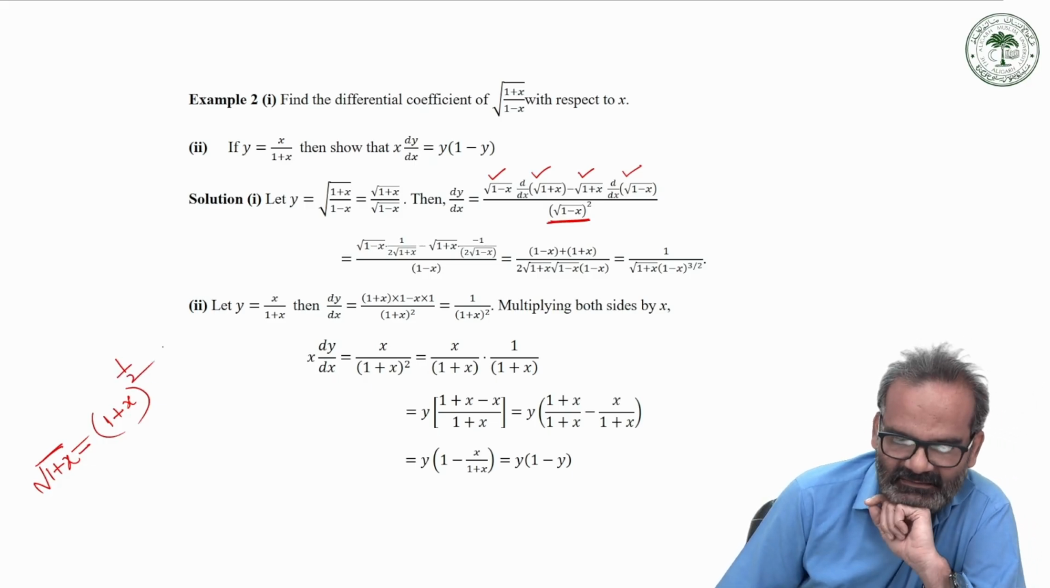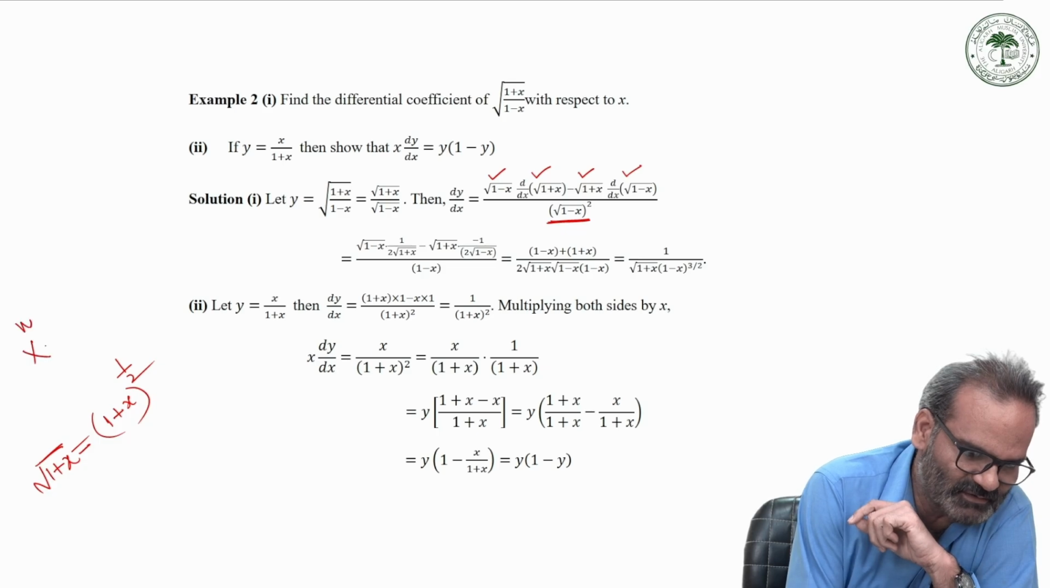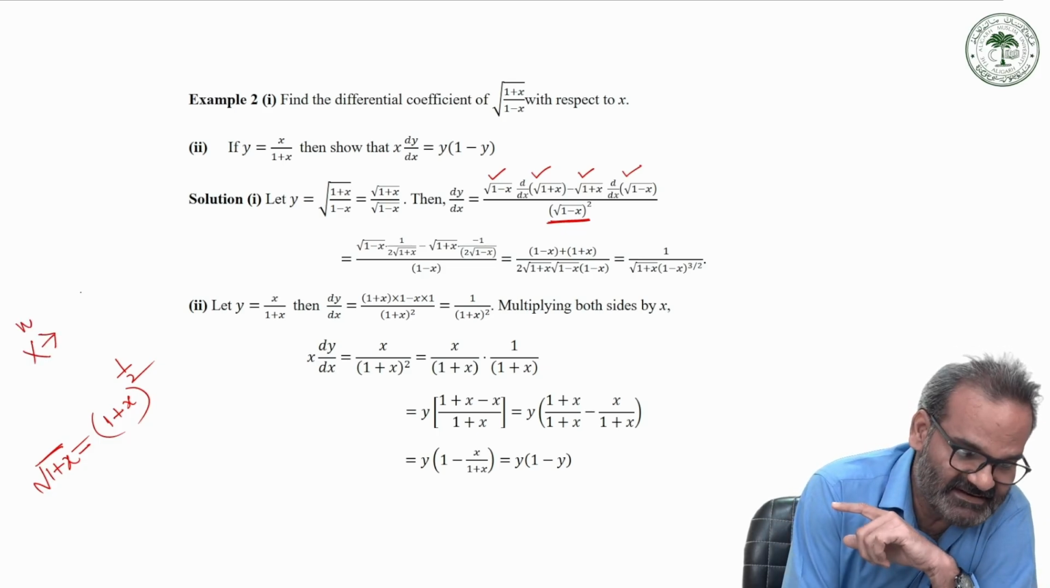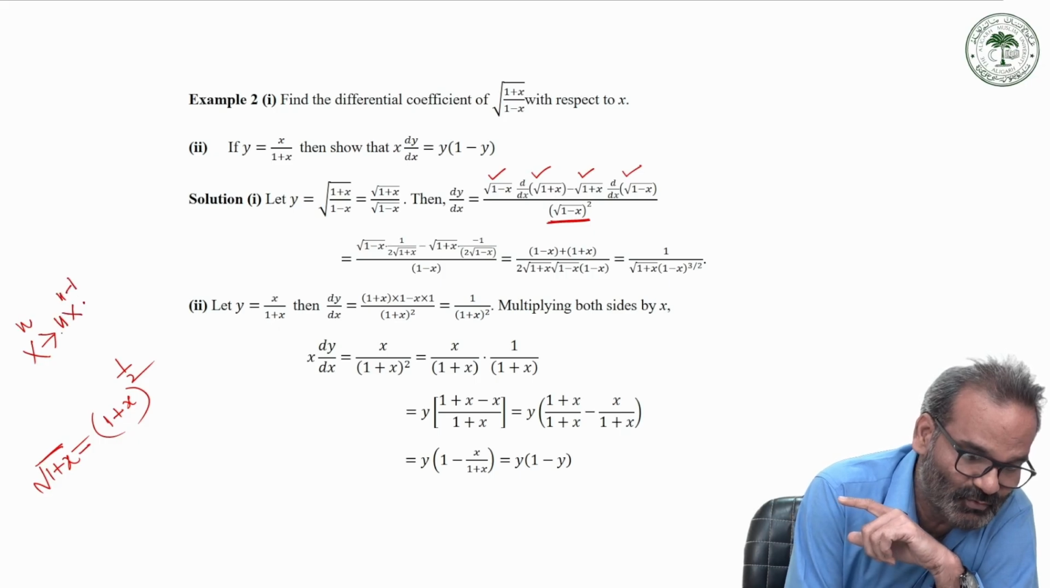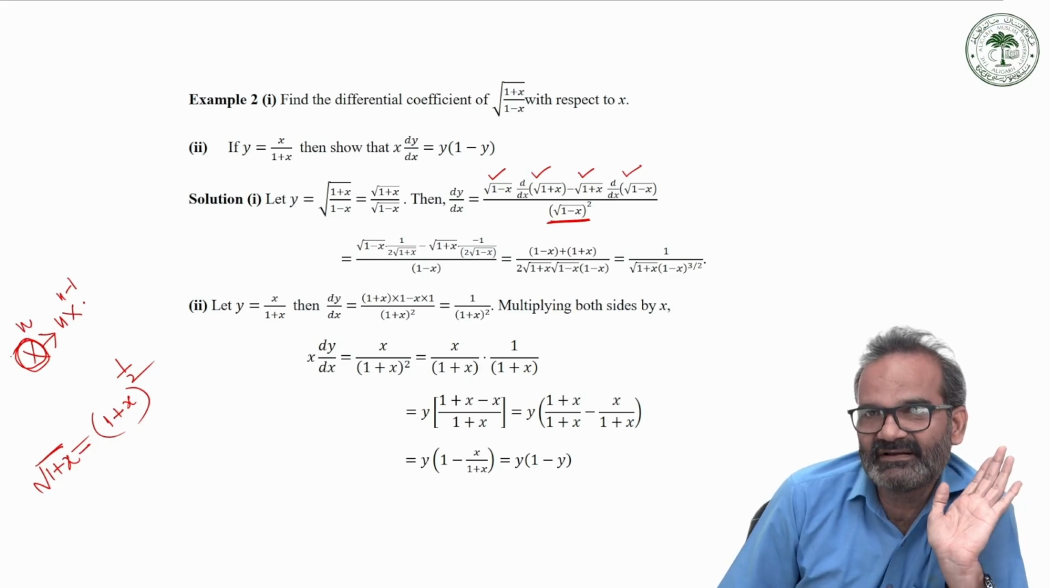See, root 1 plus x, this can be written as 1 plus x power 1 upon 2, right? Any problem? No. Now you can use the formula of x raised to the power n. If you recall, I am recalling it again. Its derivative is n x^(n minus 1) into derivative of this x. And derivative of x is 1. That's why we don't write.